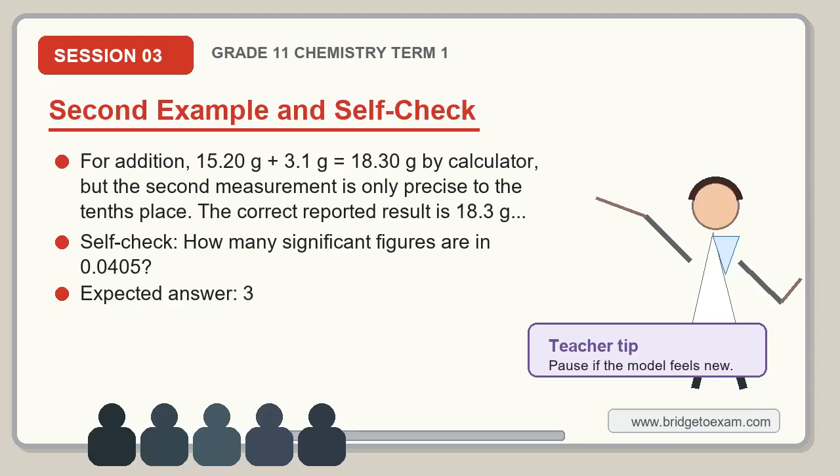Now answer this self-check. How many significant figures are in 0.0405? A strong answer should include 3. Hint: leading zeros do not count. Zeros between non-zero digits do count.